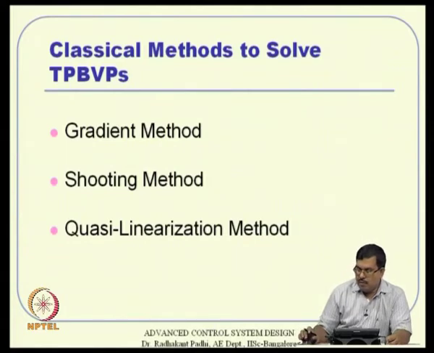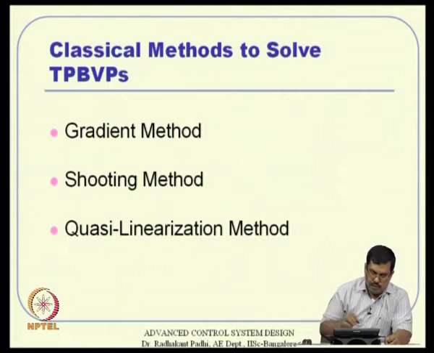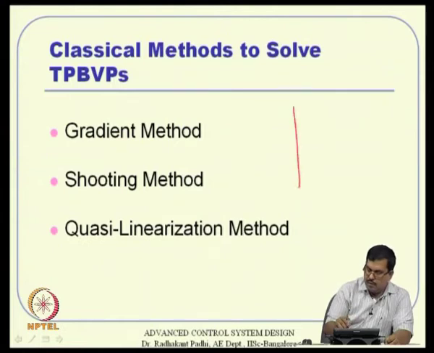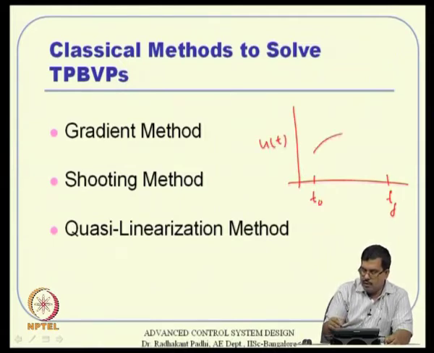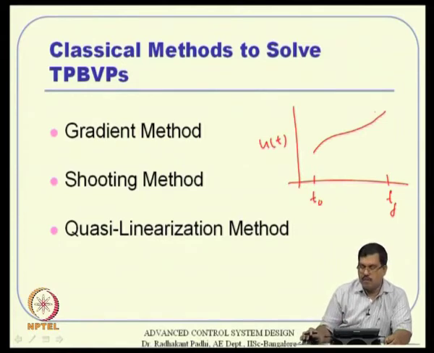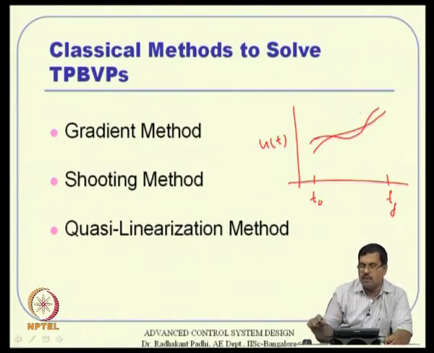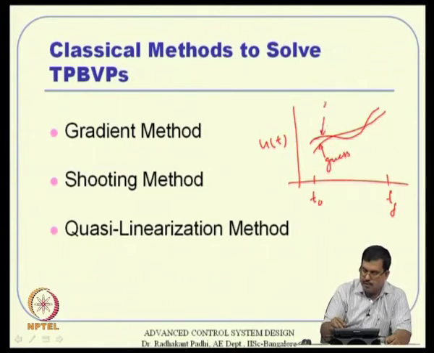In other words, whatever your guess history is from T0 to Tf, the control may stabilize around that. Let us try to understand that concept a little. Suppose you have this time T0 to Tf, and you have this u of t, let us assume it is scalar. Let us say I have guessed this control history. If I guess this control history, most likely my final control is also going to stabilize around that. So this is my guess, and this is my final.